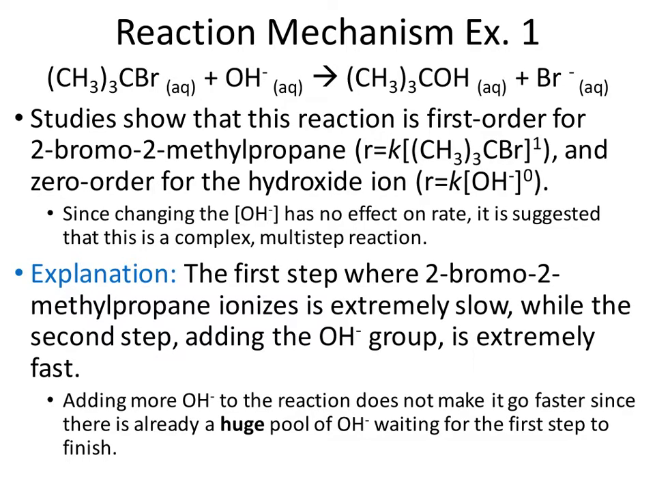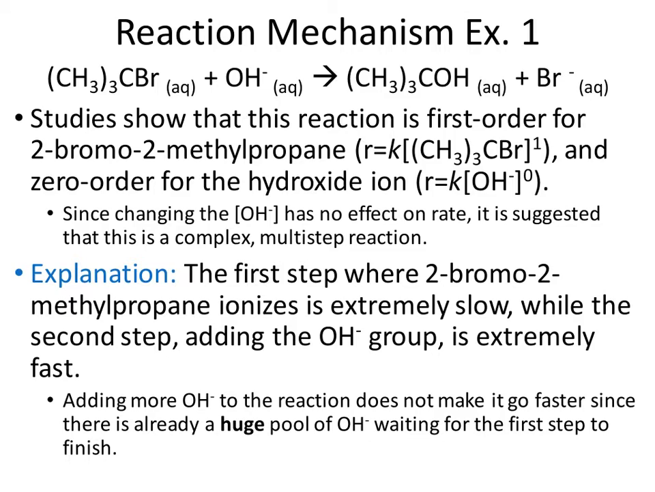So let's take a look at a reaction mechanism. Here's our first example. We have this compound over here, (CH3)3CBr, and it's being reacted with OH minus. You can see very quickly based on this reaction that there is a displacement between the OH and the Br. The Br is being displaced by the OH and being left by its lonesome.